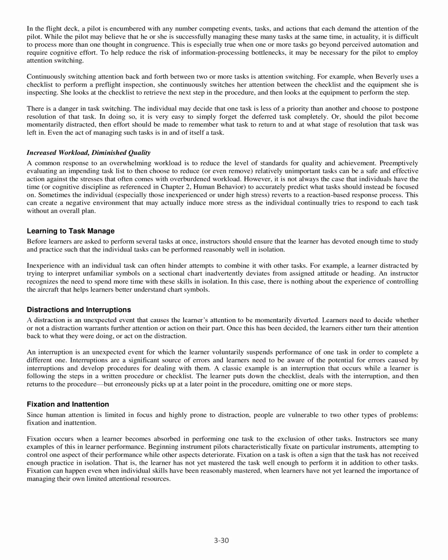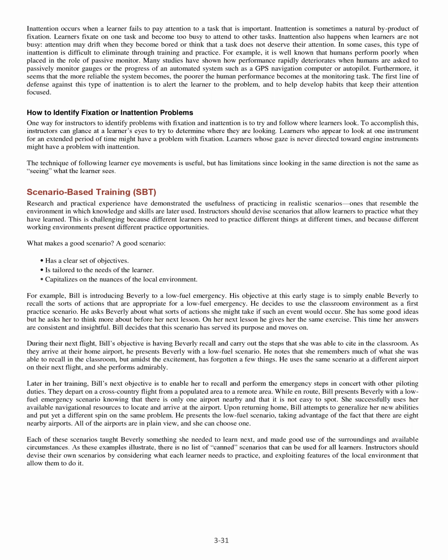Fixation can happen even when individual skills have been reasonably mastered, when learners have not yet learned the importance of managing their own limited attentional resources. Inattention occurs when a learner fails to pay attention to a task that is important. Inattention is sometimes a natural byproduct of fixation. Learners fixate on one task and become too busy to attend to other tasks. Inattention also happens when learners are not busy. Attention may drift when they become bored or think that a task does not deserve their attention. In some cases, this type of inattention is difficult to eliminate through training and practice.